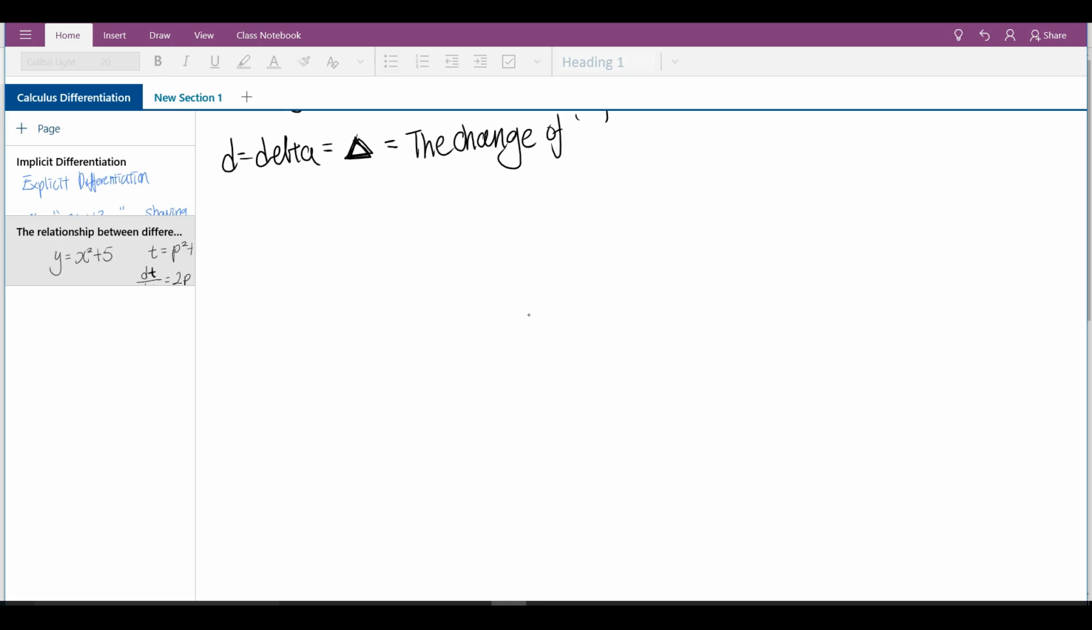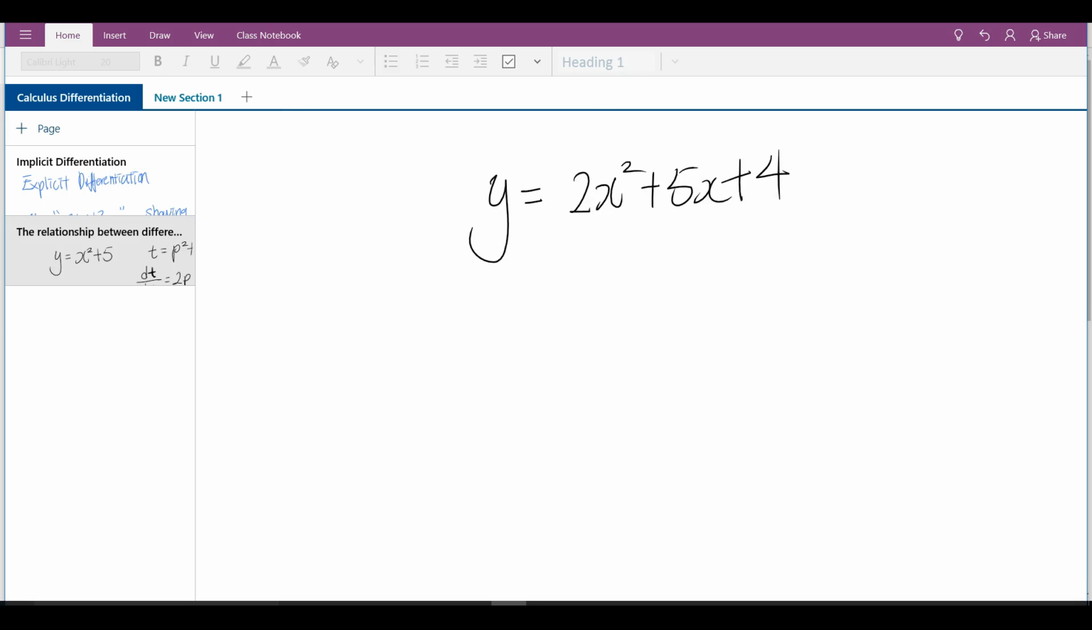So if I give you a function, y is equal to 2x squared plus 5x plus 4. This is a quadratic now. And I'm asking you to find the derivative of this. We go dy over dx, the change of y with respect to the change of x, or deriving y with respect to x. Okay, so we get 4x plus 5.